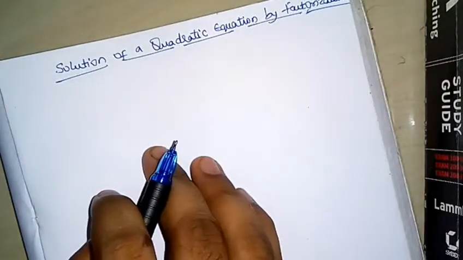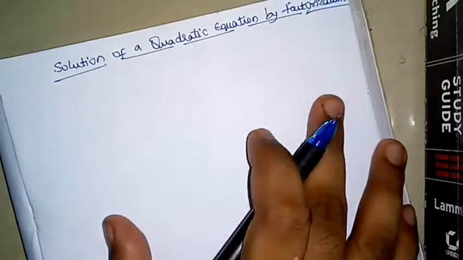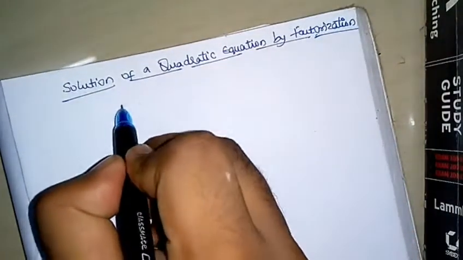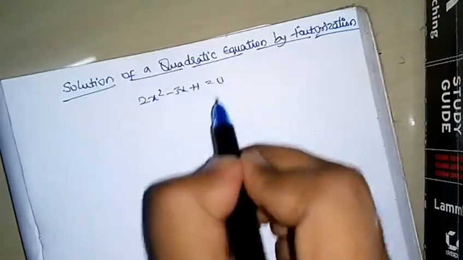Hi, our next topic is solution of a quadratic equation by factorization method. So let's consider a quadratic equation 2x square minus 3x plus 1 is equal to 0.